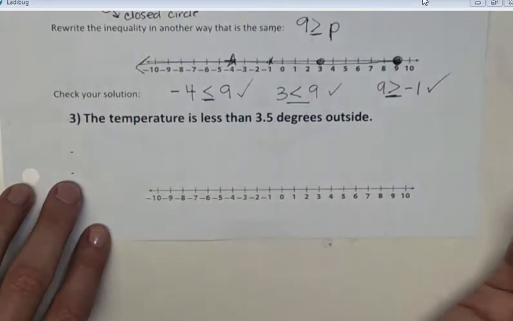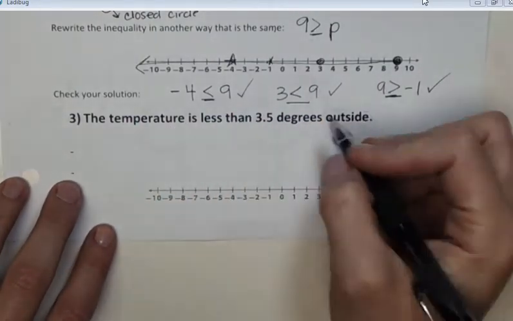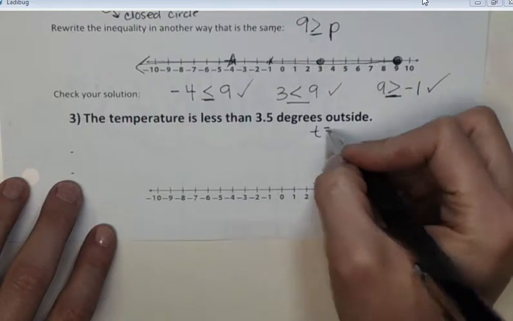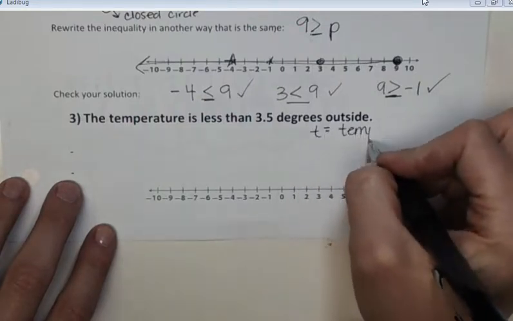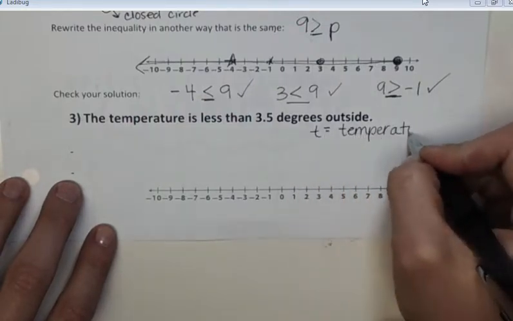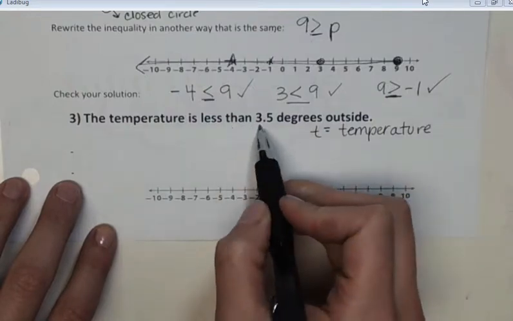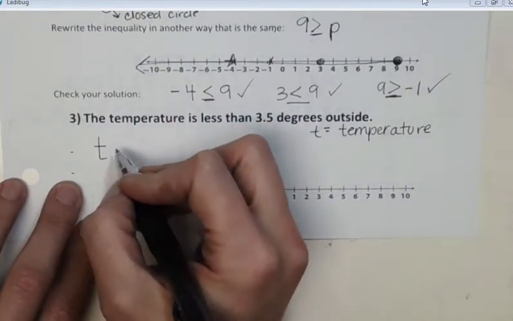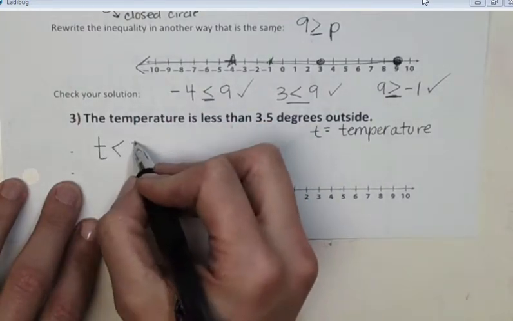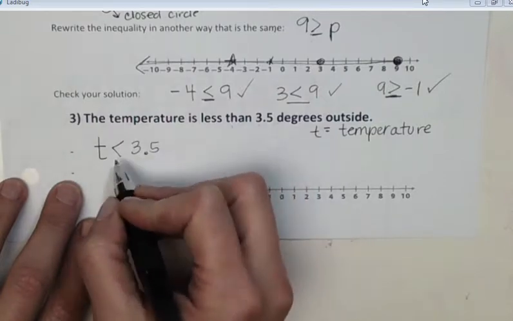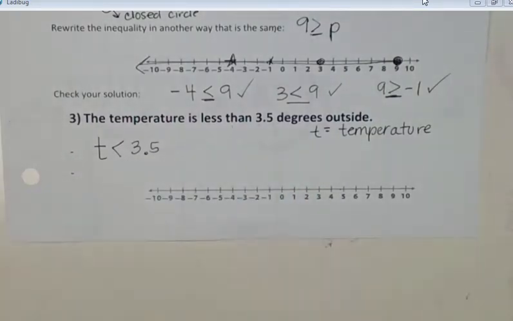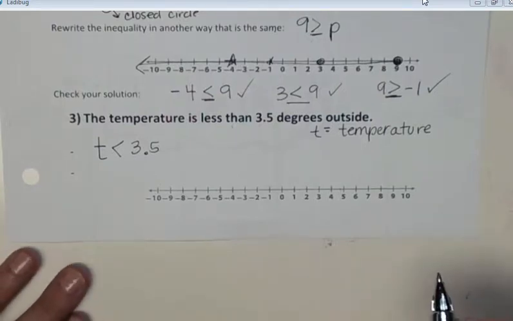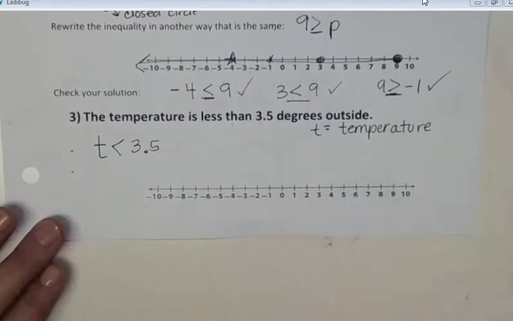So we got to pick a variable. This is about temperature. So the first thing we need to do is say that T is going to equal temperature. Okay. And it's less than 3.5 degrees. So T is less than 3.5 degrees. It doesn't say equal to, so it has to be smaller than 3.5 degrees outside, which is kind of a weird sentence, but let's just go with it.